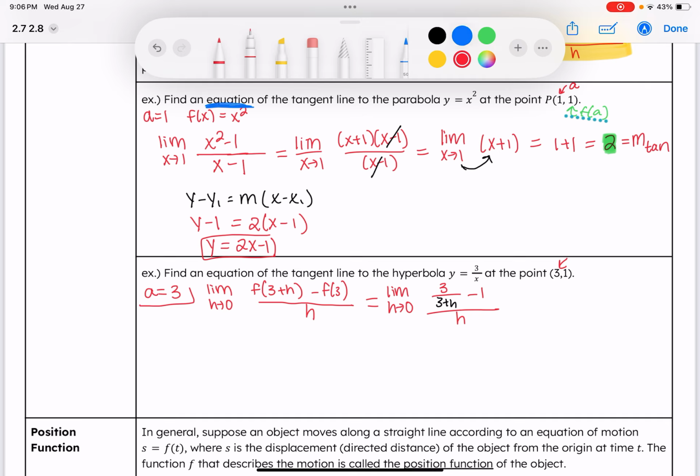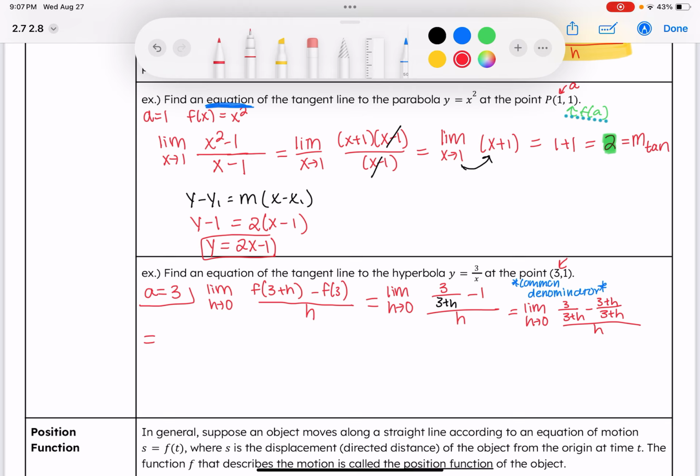We want a common denominator to be able to simplify the numerator. So how do I make a whole number, this minus 1, have the same denominator as the 3 over 3 plus h? I'm going to write this as 3 plus h over 3 plus h. So when I do that, I really have the limit as h approaches 0 for 3 over 3 plus h minus 3 plus h over 3 plus h. Again, I'm rewriting that 1.